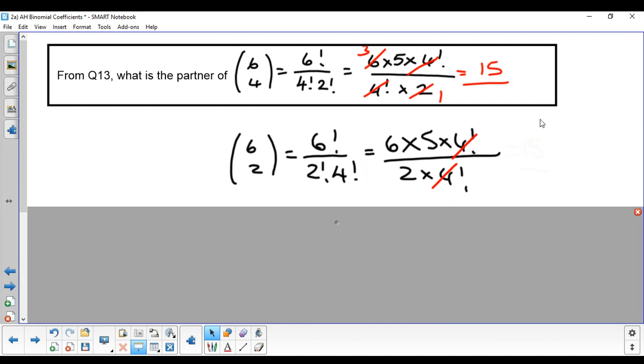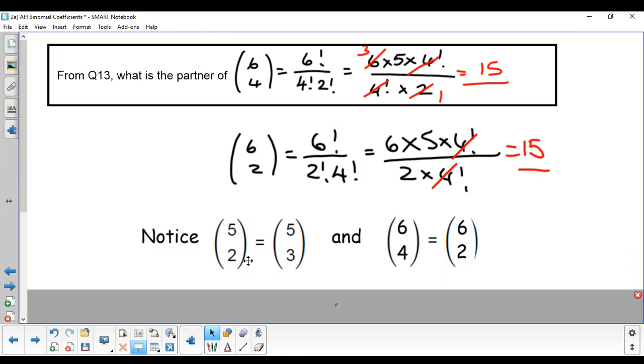So I've not cancelled down the 2 and the 6. You could do 30 over 2 is 15, or you can see that 2 goes into 6 3 times. So they're the same answer. Notice that that gives you the same answer, and they give you the same answer. So there's a relationship there.